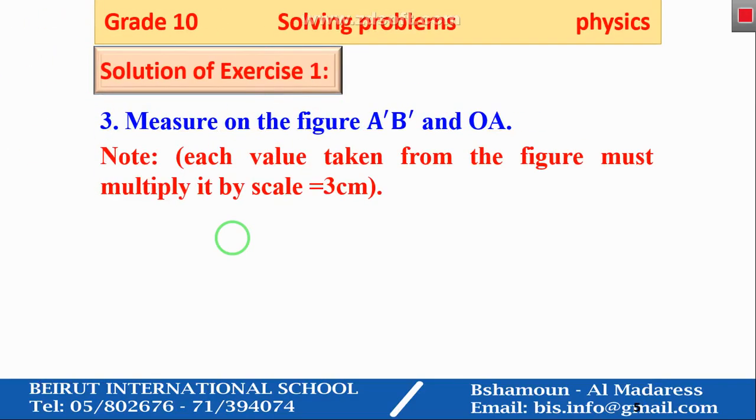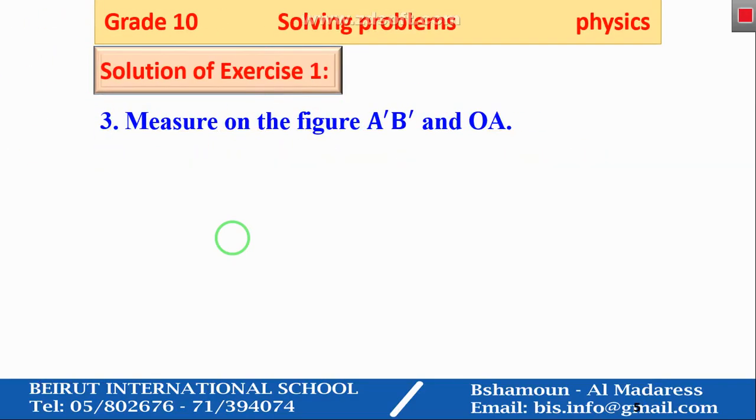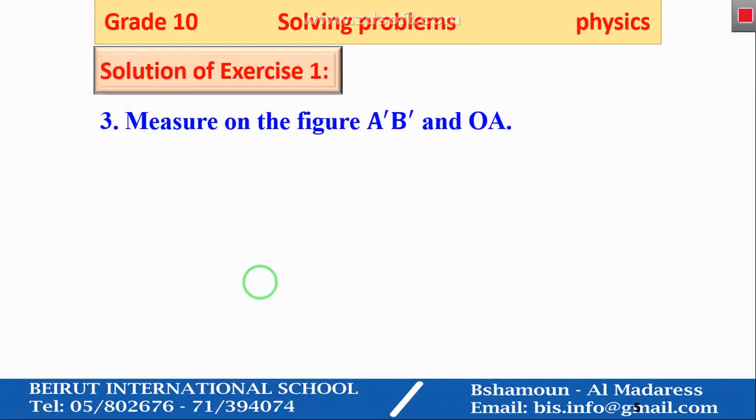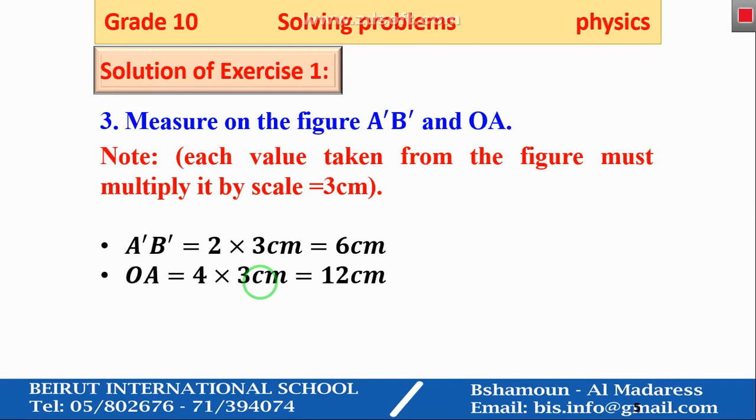Now, measure on the figure A'B' and OA'. As we see in our figure in here, A'B' is 2 boxes and each box is 3 cm. This means that A'B' is 2 times 3, which is equal to 6 cm. And OA' is 4 boxes and each box is 3 cm, which means that OA' is 4 times 3, which is equal to 12 cm. This is the size of the image A'B', and this is OA', which is equal to 12 cm, which represents P'.